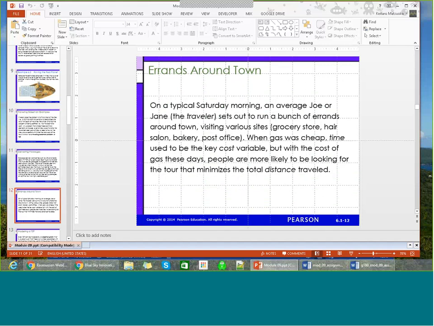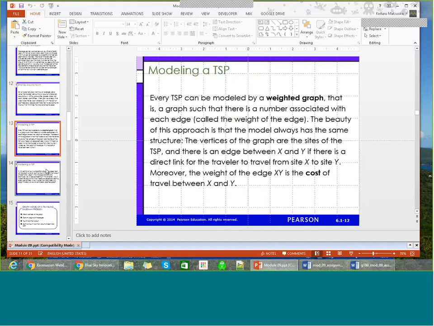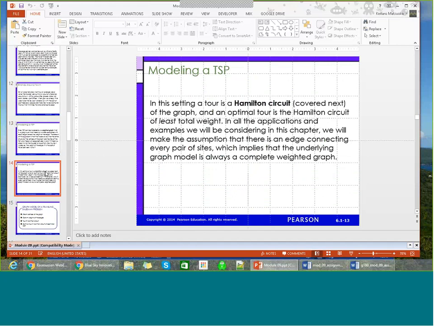So if you minimize the total cost of the tour, it's called a traveling salesman problem. So some more background information. The gist of this module is modeling a TSP, and we're going to be talking about the Hamilton circuit and the Hamilton path. In the graph, it's the optimal tour if the Hamilton circuit has the least total weight. Okay, so that's what we're going to be talking about right now.